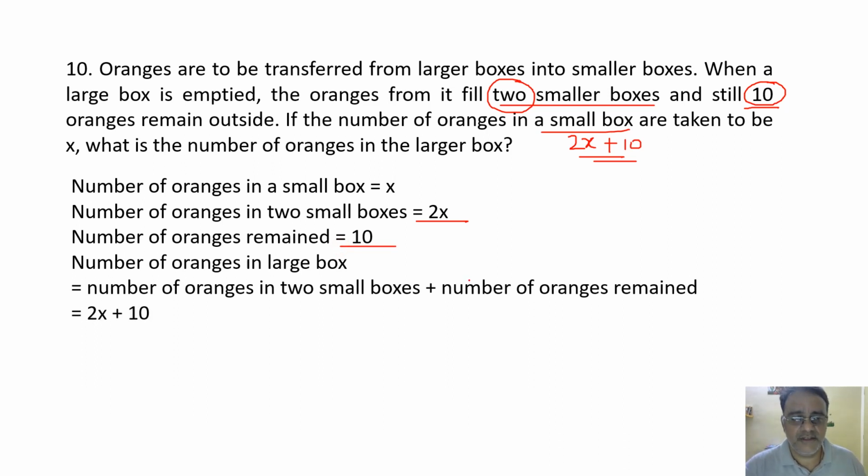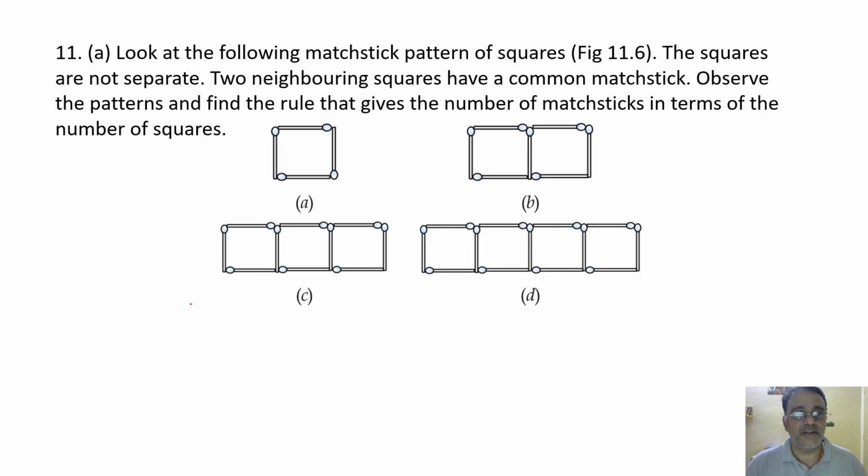Any doubt in this question? No, sir. Okay, so now we are moving toward the next question number 11. Look at the following matchstick pattern of squares. The squares are not separate. 2 neighboring squares have a common matchstick. See this one. Observe the patterns and find the rule that gives the number of matchsticks in terms of the number of squares. So इसमें first में देखा how many total number of matchsticks?